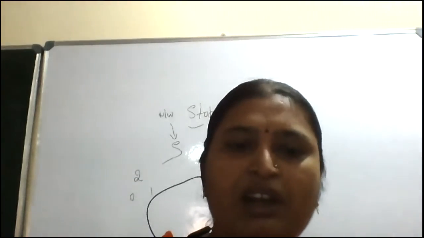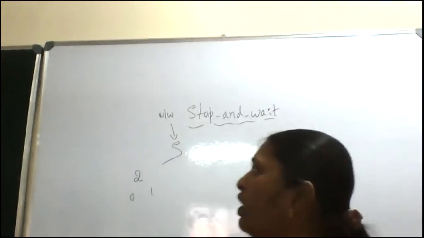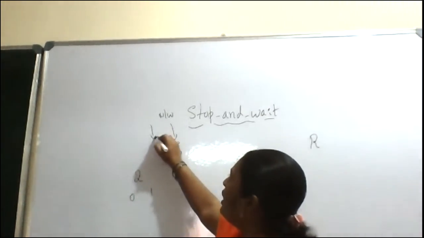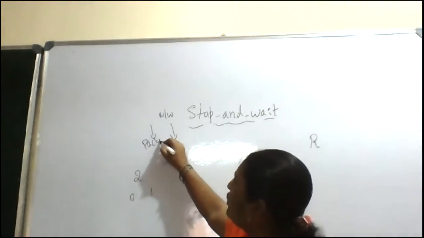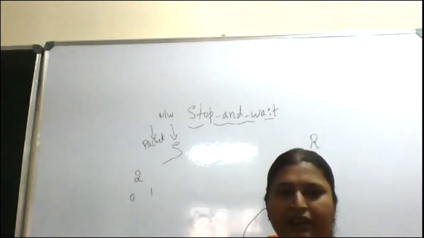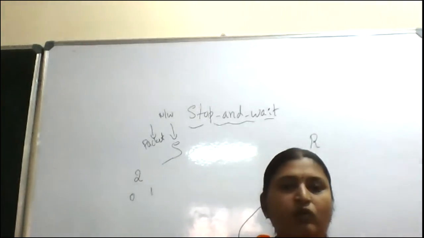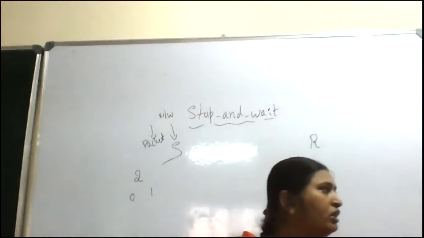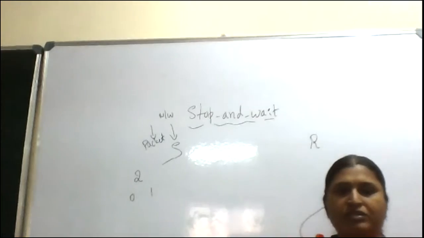And when the network layer has some data, what will it do? It will hand over a packet to the entity or the process that is present at the data link layer. Now the work of an entity or the work of a process.